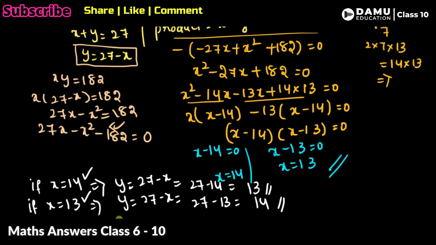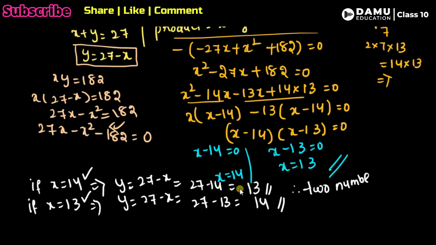Like this we have to find it. So the two numbers are 13 and 14. That is, x equals 13, y equals 14, and x equals 14, y equals 13. Like this we have to find it.